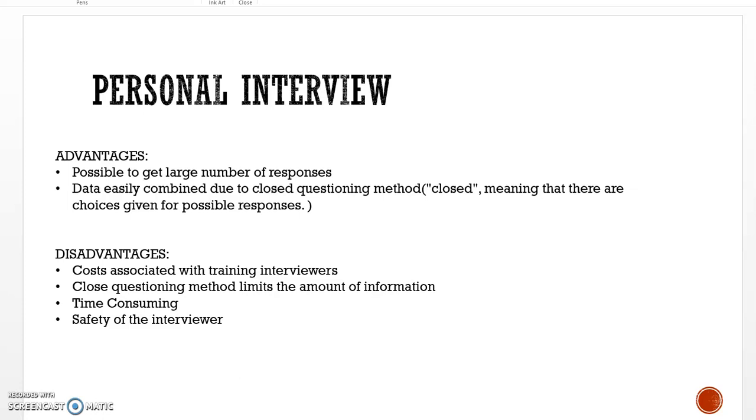The disadvantages of this type of interview: there's usually costs associated with training the interviewers, and this closed questioning limits the amount of information that you're going to be able to get from the interview. This type of interview is very time consuming, and usually the person that's doing the interviewing has to go out and find people that will answer their interview questions. So the safety of the interviewer is a disadvantage as well, okay, because you have to worry about that.